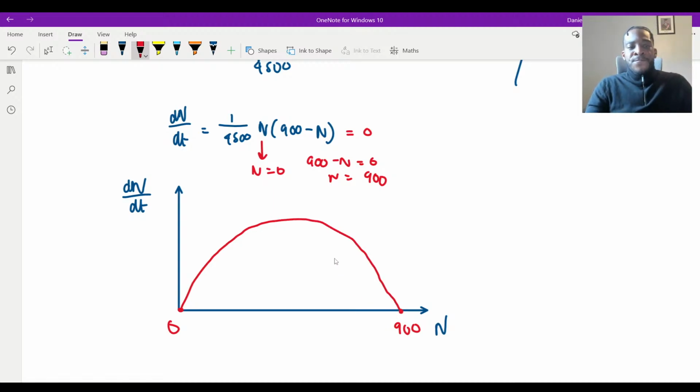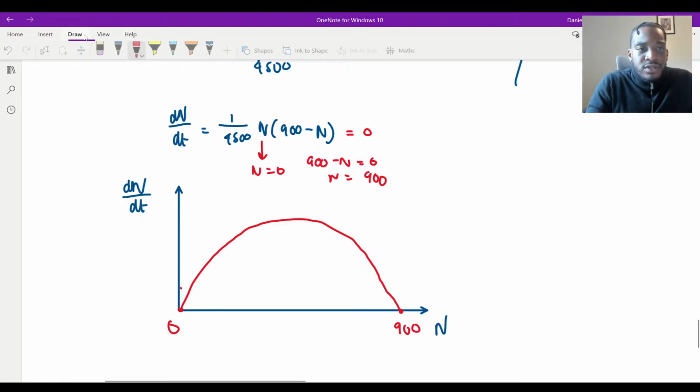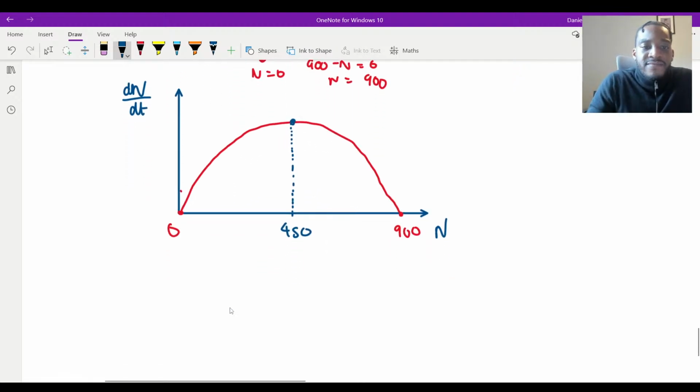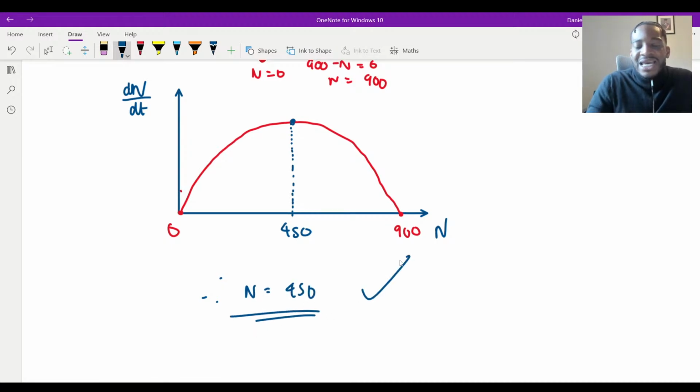Like that, right? Where is this at its max? Where is the turning point of this graph? You can see that it's just going to be at the midpoint of the two roots, right? It's going to be right here. That's going to be where the maximum is of this function here, and that right there is just going to be 450. So therefore the value of N is 450, and that is the value of N where dN/dt is at its maximum.